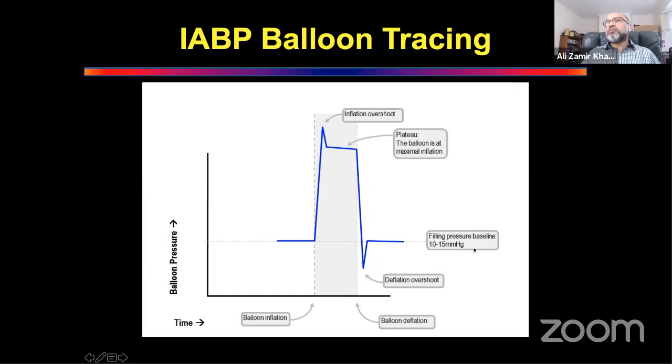The other thing you need to remember is that the baseline filling pressure is 10 to 15 millimeters of mercury in a balloon pump. So sometimes if you're asked to draw just the tracing of the balloon pump, this is the tracing of the balloon pump. Always remember overinflation. Don't forget overdeflation, but the latent period is important, and the latent period can be maintained as a flat line. Okay, so this is the understanding of inflation, deflation, and ECG triggered tracing of a balloon pump.